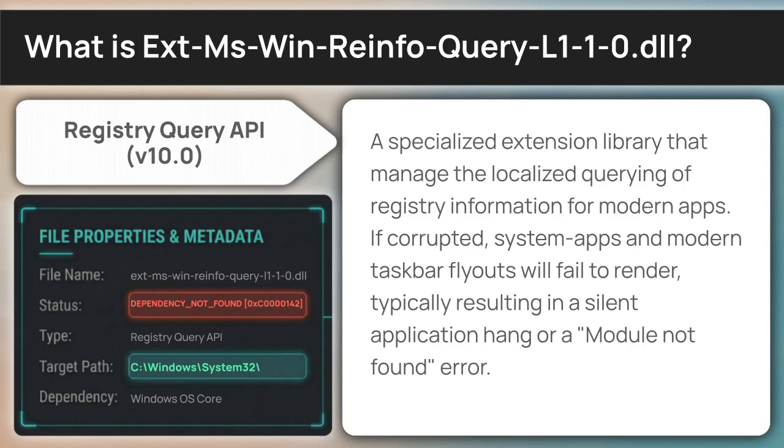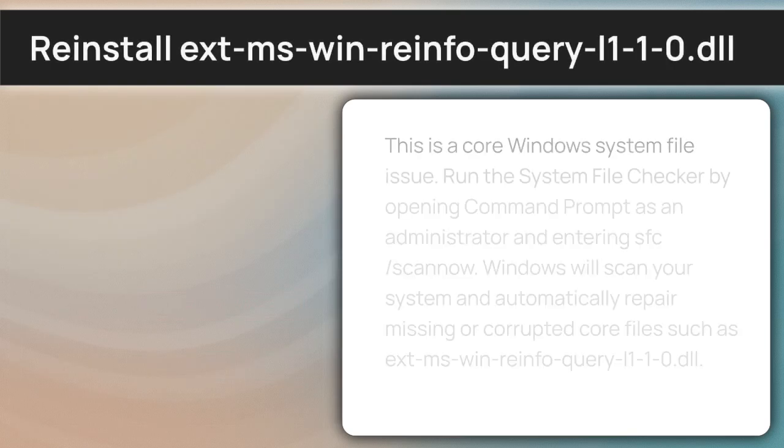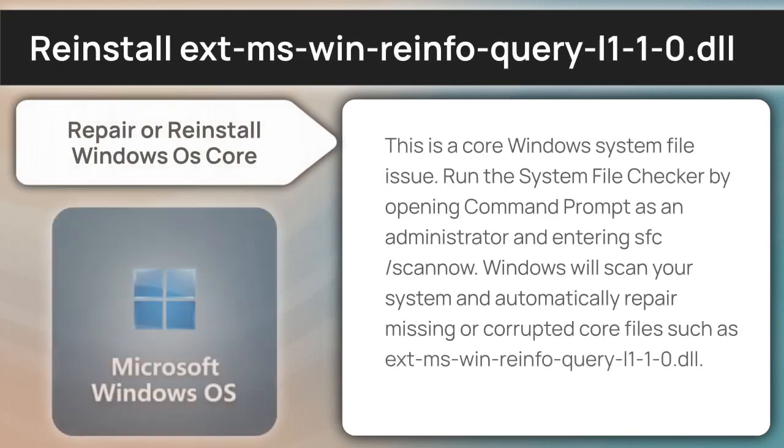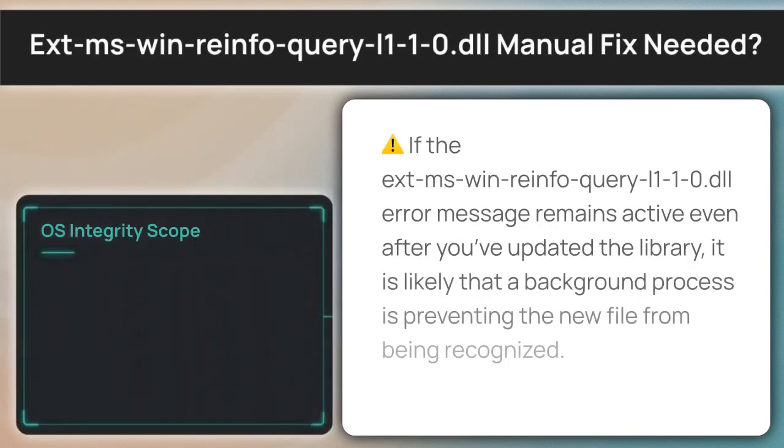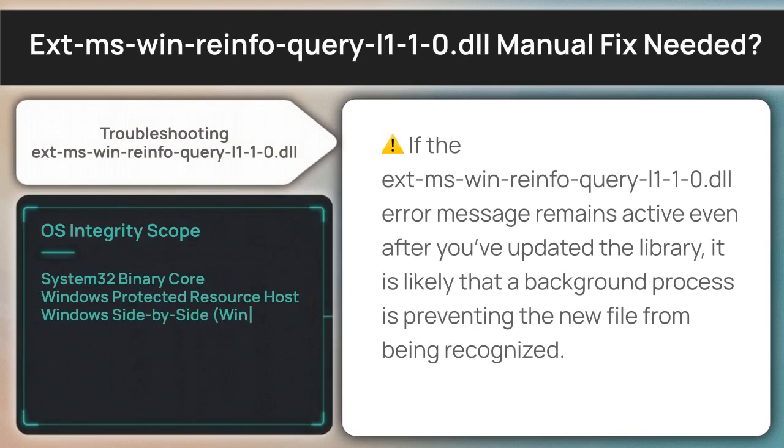Now that we've covered what the file does, let's jump into our first fix. This is a core Windows system file issue. Run the system file checker by opening command prompt as an administrator and entering sfc /scannow. Windows will scan your system and automatically repair missing or corrupted core files such as Windows Registry Information Query Library DLL.